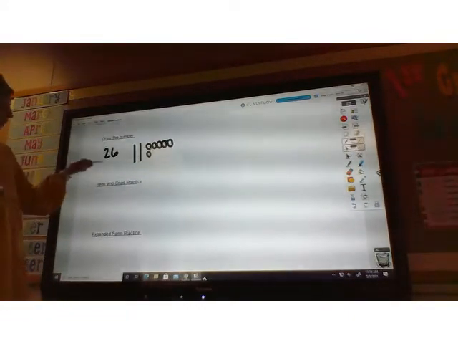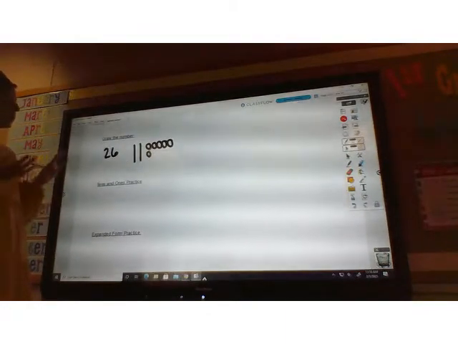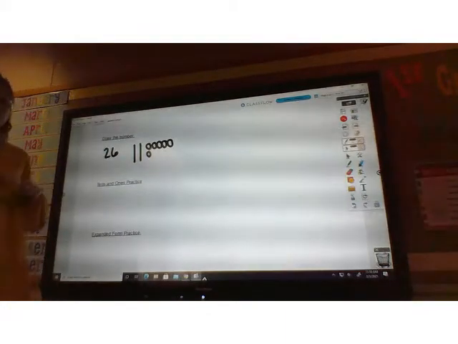You could write a bunch of numbers and they could draw it. You could do it the opposite way where you draw it and they have to write the number.